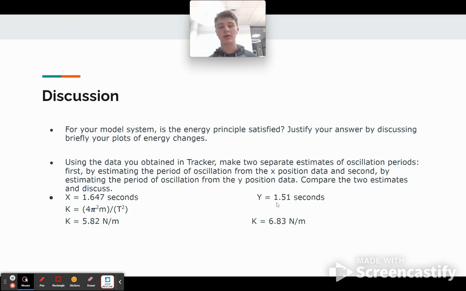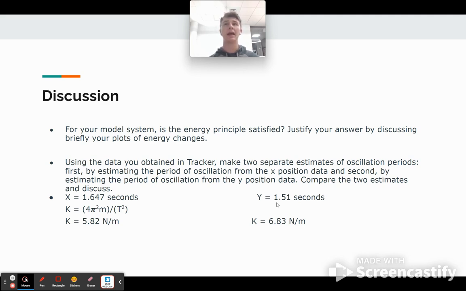So for the discussion, as I mentioned earlier, the energy principle holds because in the model, the change in energy is always zero. It never deviates. And then for part two, the two oscillations I calculated out to be those two values from the graphs, and then using those, I found the two different k values, which come out differently. And this is because, again, there is work done, and Tracker is not perfect. So that leads to these two different oscillation values.